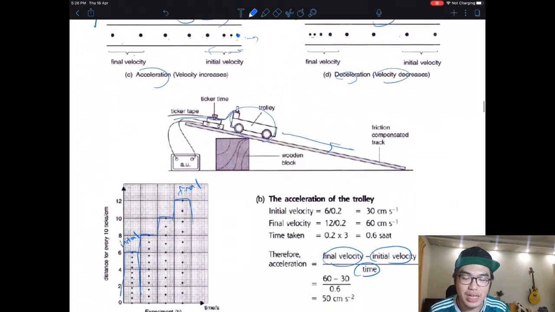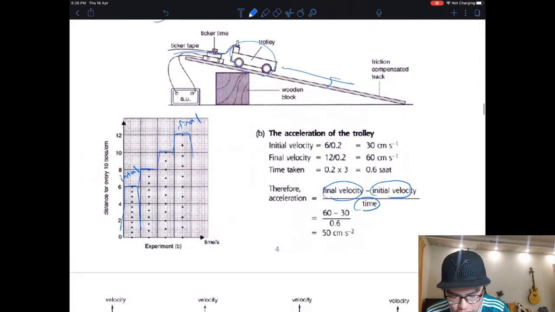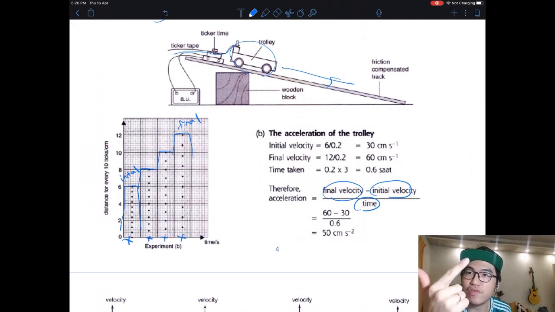How many dots here? Let's count. Remember, don't count the first dot. Like I said, if you have tuition from 3 to 6, you don't count 3, you count 4, 5, 6. You don't count the first dot.